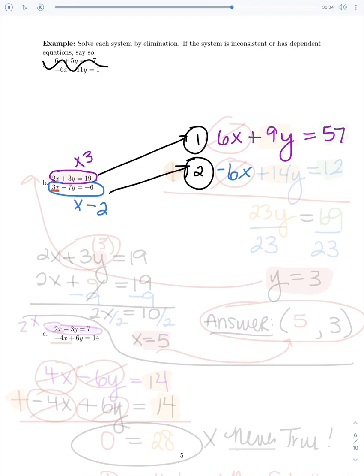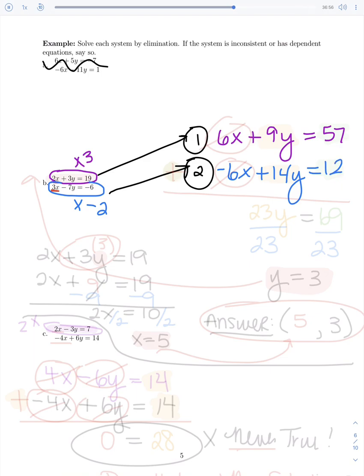So if I multiply the whole thing through by a negative 2, that will turn my 3x into a negative 6x. It will turn my negative 7y, though, into a positive 14y because I'm multiplying by a negative 2. And don't forget your other side. The negative 6 times the negative 2 gives me a positive 12 on the other side.